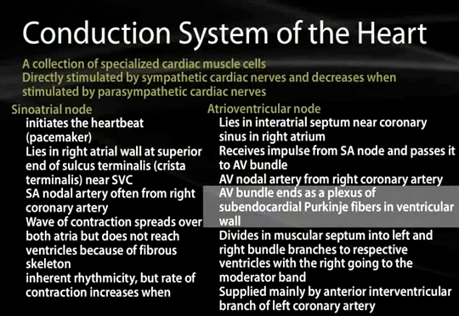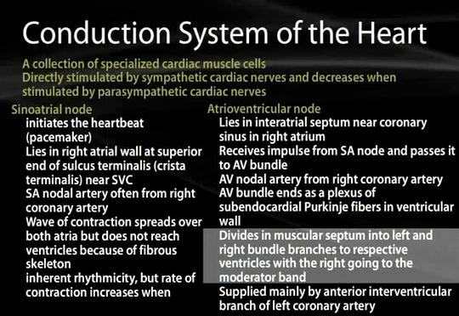The AV bundle ends in a plexus known as Purkinje fibers in the ventricular wall, and it's going to dissipate that force into the myocardial cells themselves. And there it's going to divide those bundles into the left and right bundle branches, which will then carry on to the moderator band. The moderator band is a muscle band that carries across from the atrioventricular septum over to the base of the anterior papillary muscle. And that anterior papillary muscle will then be one of the first areas to get this conductive wave of electrical impulse.